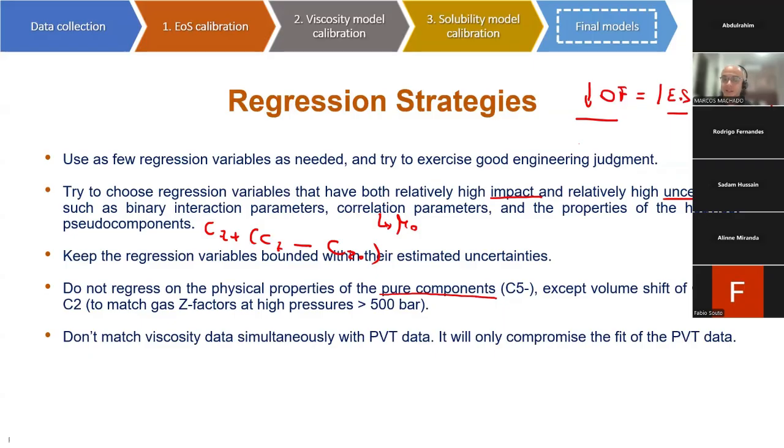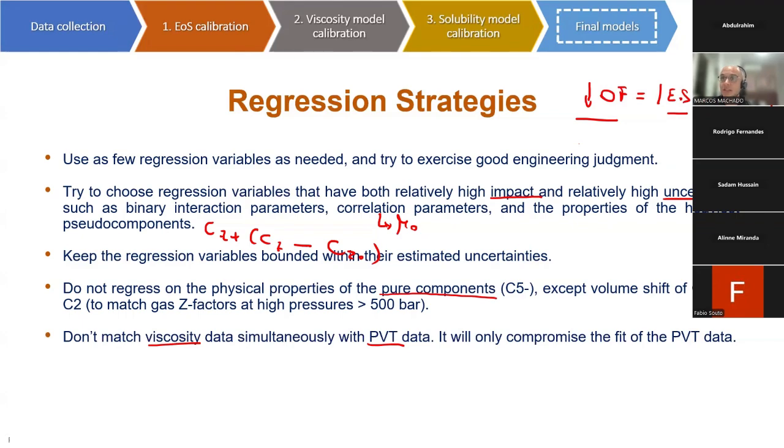Another key clue for us: don't match viscosity and PVT data simultaneously. Do it in separate steps. Take a look here. I'm assuming that first you will match the equation of state. Just after matching the equation of state, we'll go ahead and match the viscosity correlation, step by step. Okay, first step equation, second step viscosity. Don't do it at the same time.